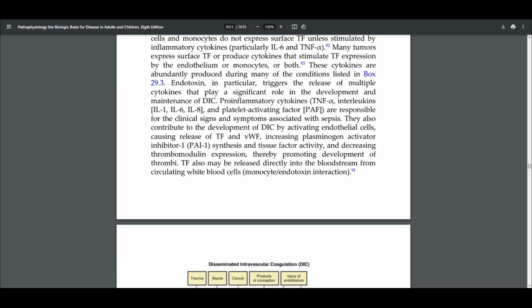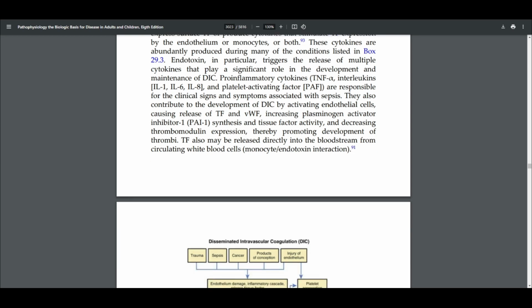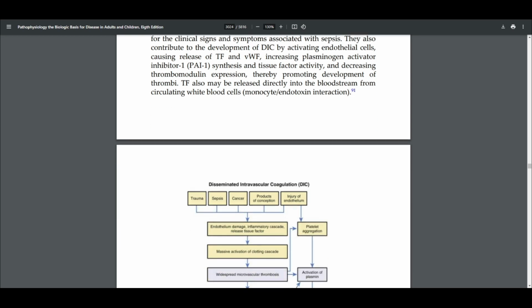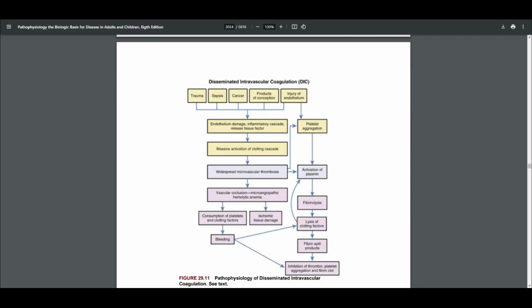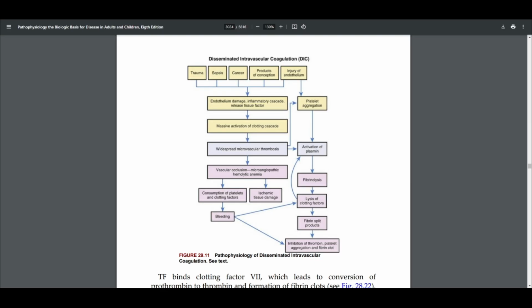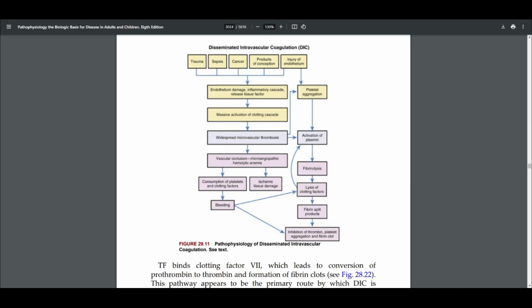TF also may be released directly into the bloodstream from circulating white blood cells. So here you see different pathways of disseminated intravascular coagulation. Pathophysiology.